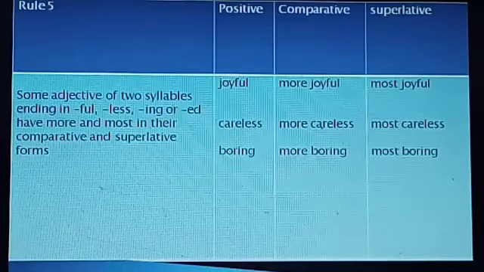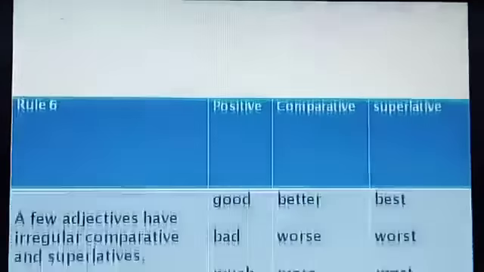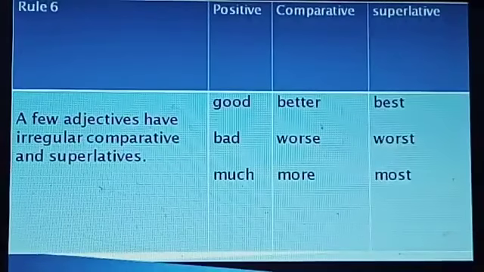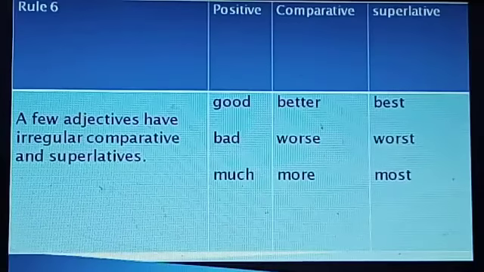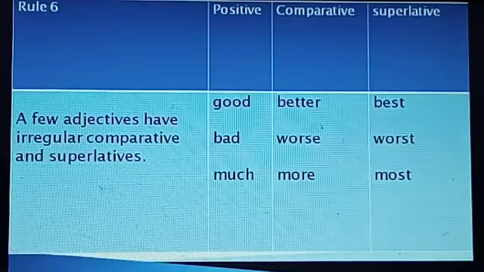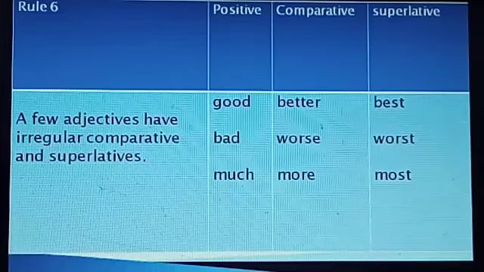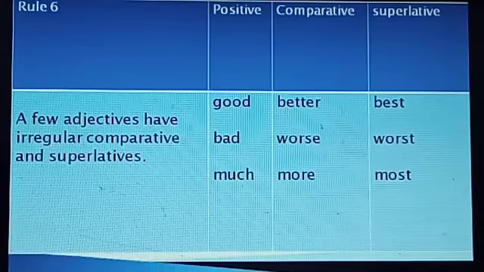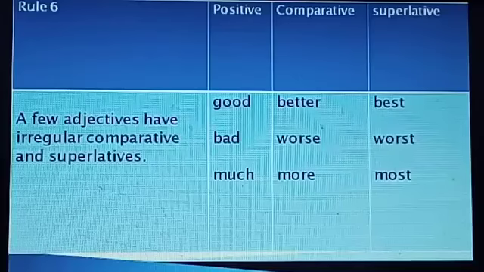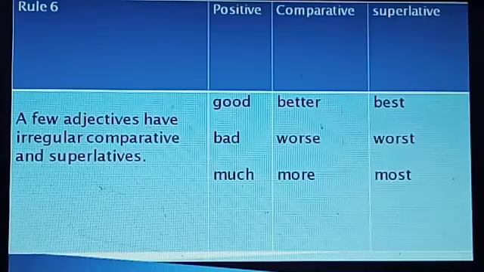Now come to rule number 6. Rule number 6 is: a few adjectives have irregular comparative and superlative forms. Yes, they change completely when we form the comparative and superlative. Like good, it will change to better in the comparative degree, and in the superlative it will be best; bad, worse, worst; much, more, most. So these were a few rules to change words into comparative and superlative forms.